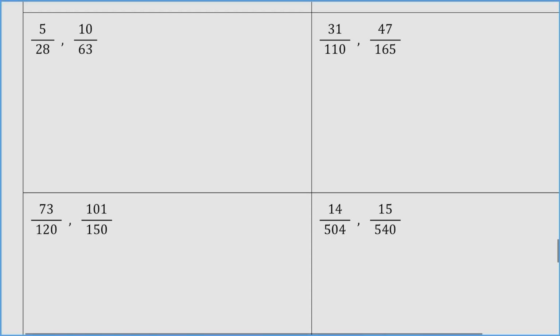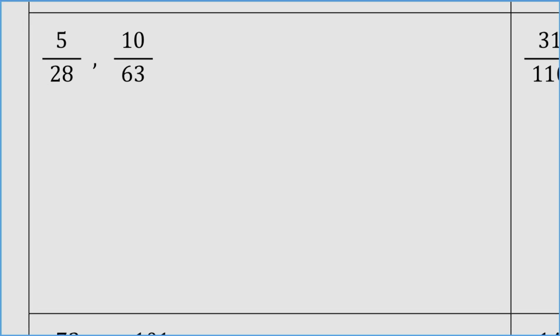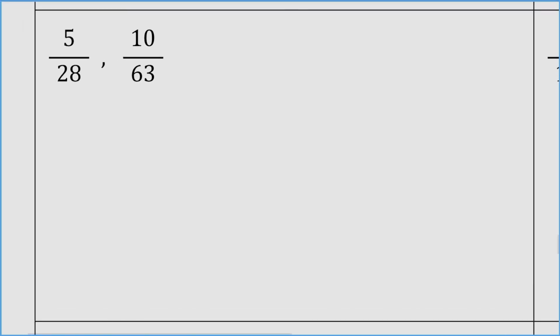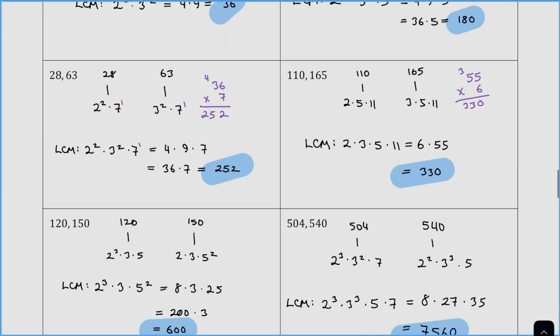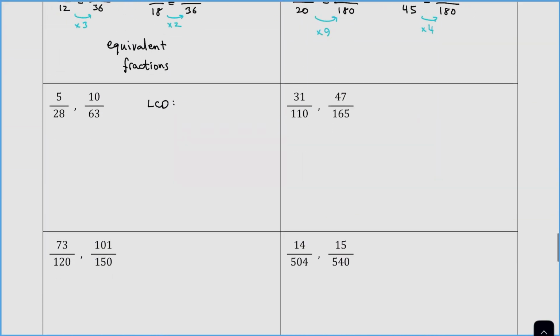Here are the last four. Pause the video, try one of these. All the least common multiples were done on the previous page. I've recycled all of these numbers. Nothing new here. So for 28 and 63, the least common denominator here, what was that? I don't remember. Let's go look. 252, 252.